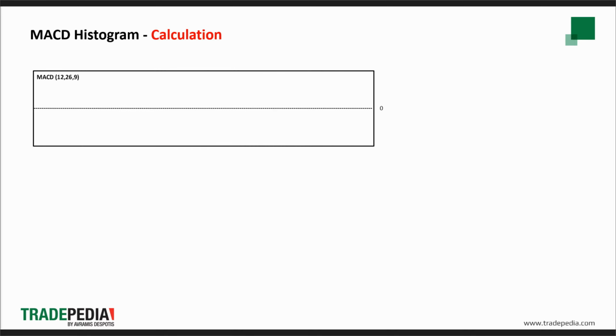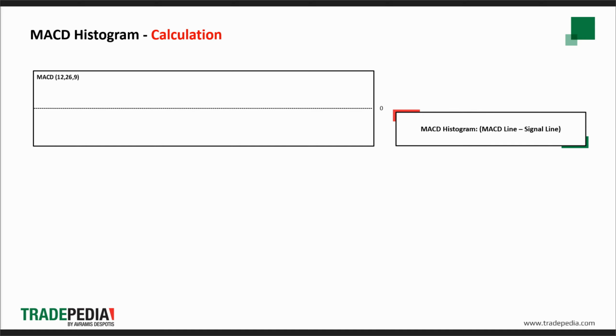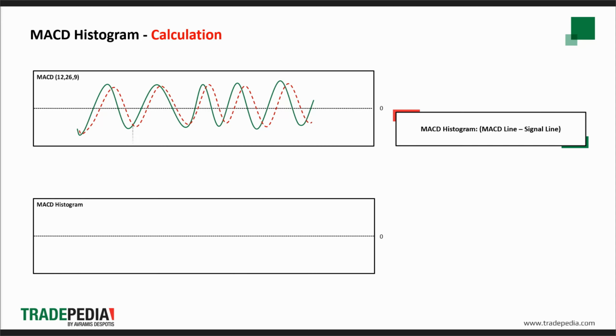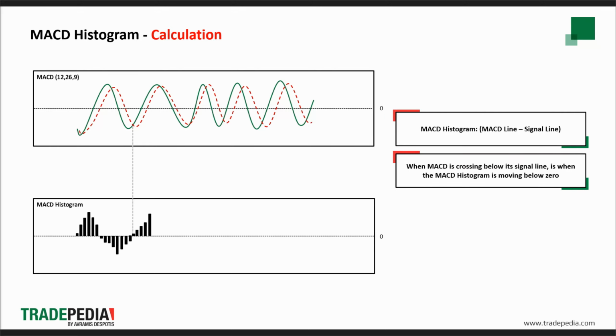So the MACD histogram will be at 0 when the MACD is crossing the signal line. Basically when the two lines intersect, it's the same value, you subtract them from each other, it is basically 0. So let's look at that. When the histogram is crossing over, of course, it will be 0. However, when the MACD is crossing below the signal line, that's when the histogram moves below 0.